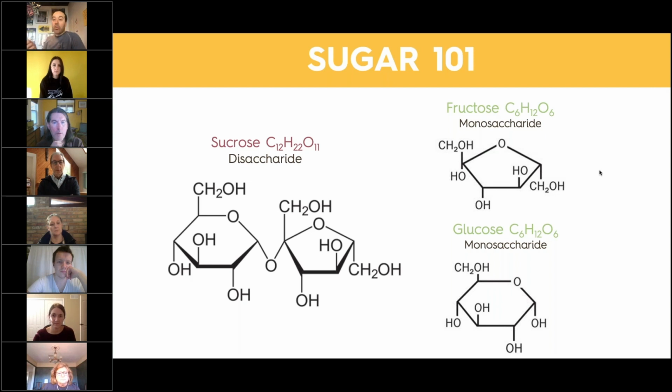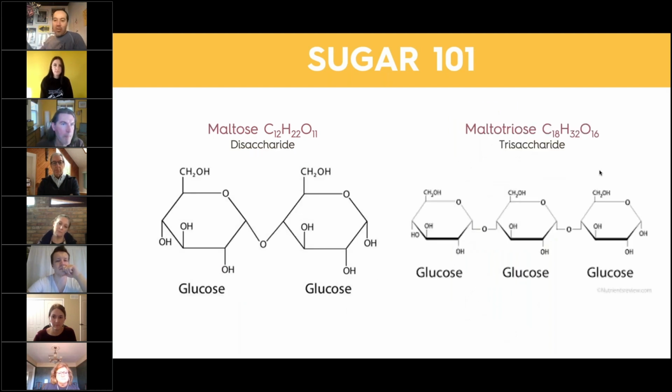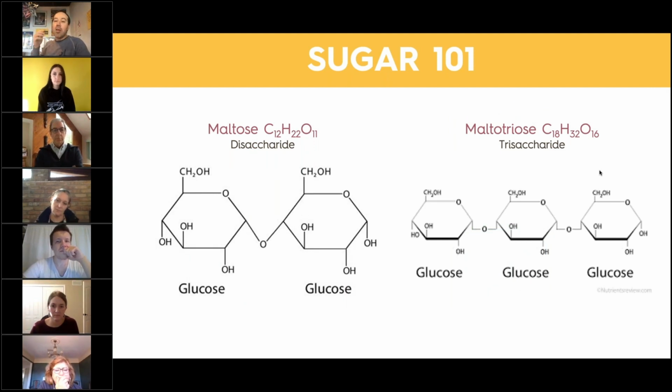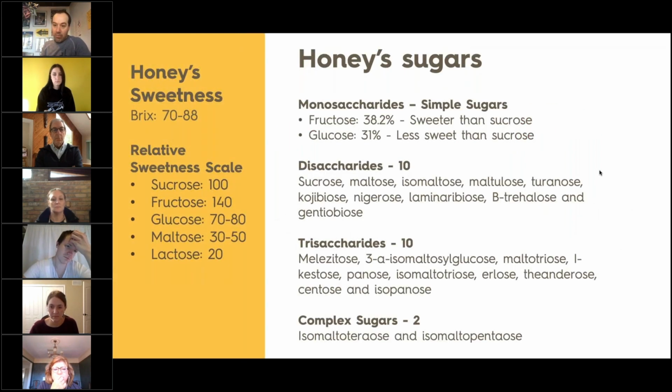Now those fructose and glucose are the two main sugars inside honey, but they're not bound together, so they're called monosaccharides. We also have all sorts of other higher sugars that you may be familiar with, things such as maltose and maltotriose, which is a trisaccharide, so three glucose molecules bound together. Why all this matters is that the ratio of these sugars and what types of sugars they are is going to play a significant role in the sweetness of the product, and not only the sweetness, but the complexity of it.